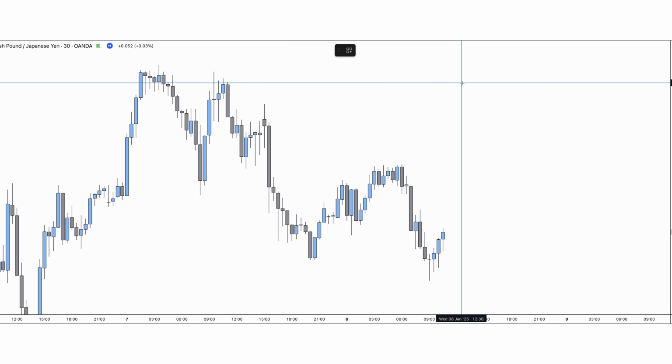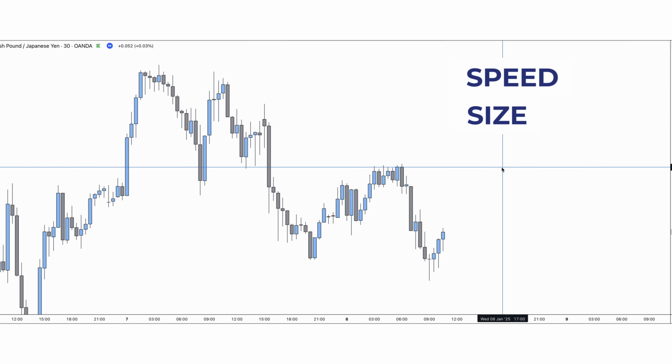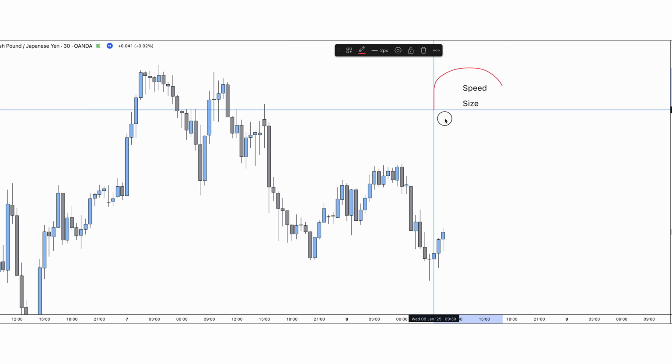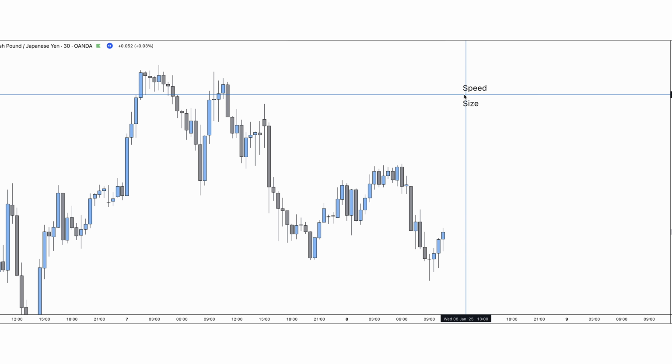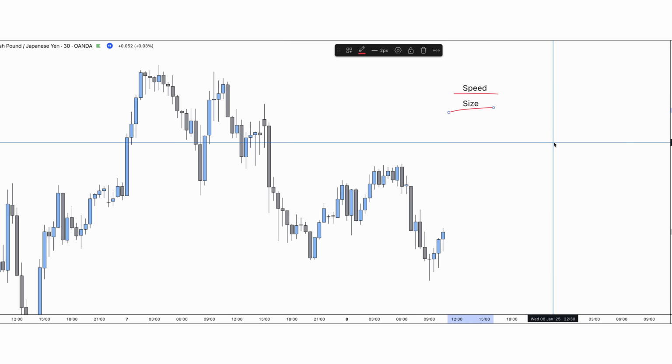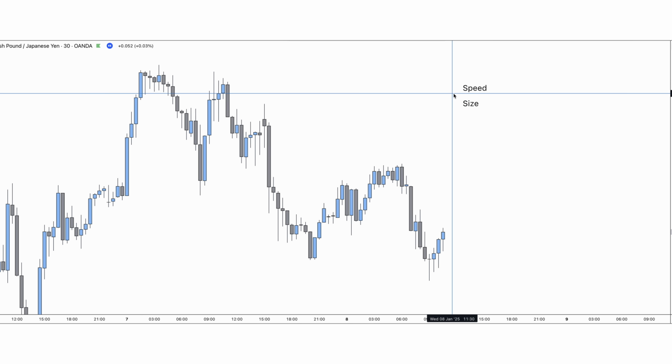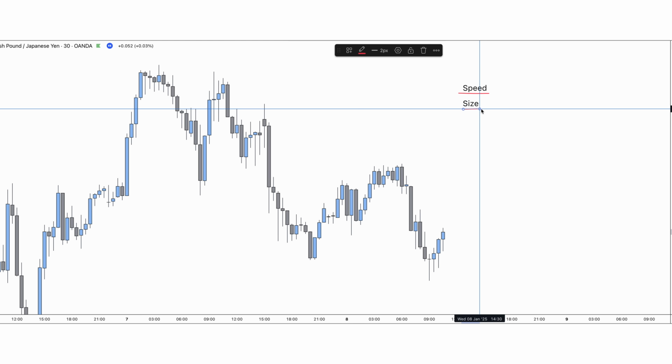So there are really two core considerations when it comes to gauging momentum. It's the speed and the size of the candles, all right? To determine high momentum, we want to see fast, large candles. To determine low momentum, we want to see slow, small candles.